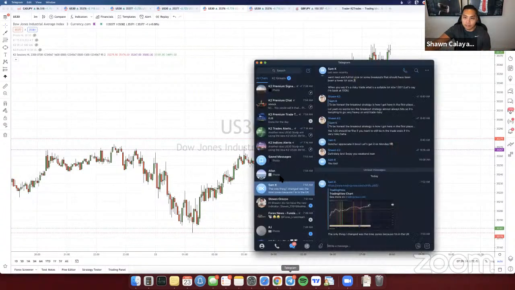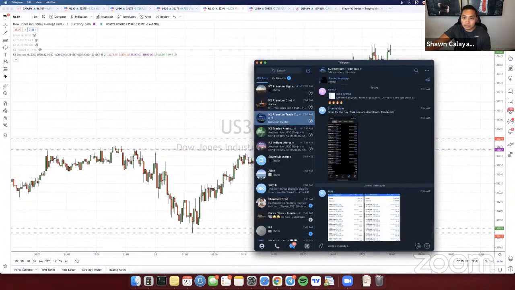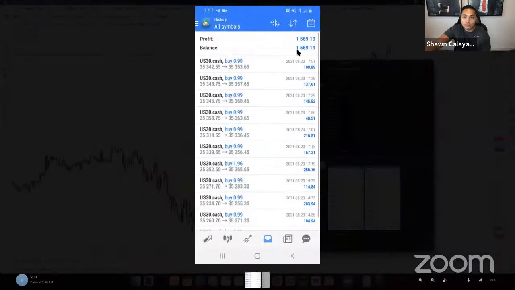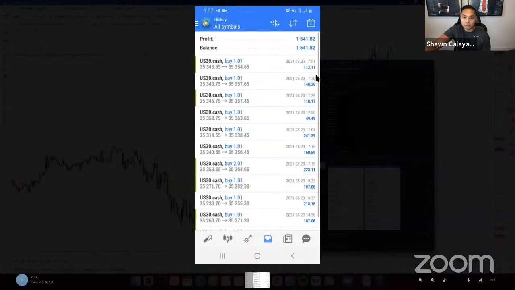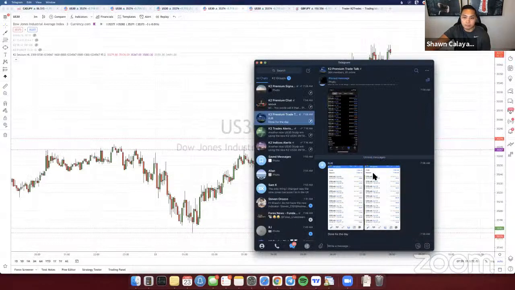Hopefully, you guys locked in some pretty nice profits today. Looking through everyone's profits, you guys did some pretty massive work. Romani over here locked in another 1,569 off his one account. His other account over here locked in 1,541. So great work across the board, Romani, and with everyone here.